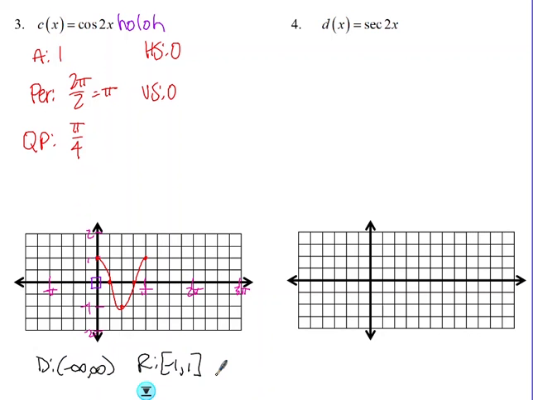Now let's compare this with the graph of secant of 2x. The vertical stretch is still 1. Period is 2 pi divided by 2, which is pi. So the quarter period is pi over 4. My horizontal shift and vertical shift are both 0. So let's label the axes.